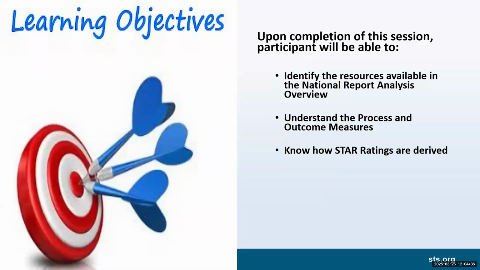So what are our objectives today? We're going to look at the National Report Analysis Overview. There's a lot of important information in that report. We're going to review the process and outcome measures, formerly called the NQF document measures. And then we're going to talk about how star ratings are derived and a little bit about the star ratings.